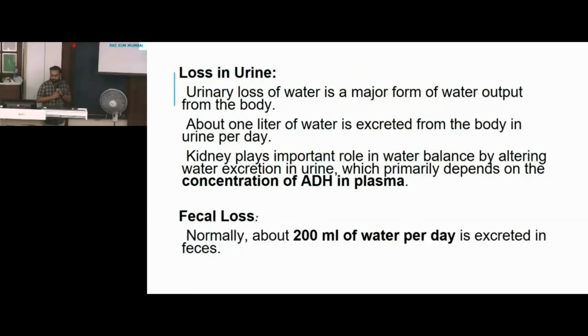Okay, urinary loss of water is a major form of water output from the body, and the majority of our water loss happens through urinary loss. About 1 liter of water is excreted from the body, that is average. Actually it ranges from 0.5 liter to 3 liter in 24 hours. Kidneys play an important role in water balance by altering water excretion in urine, which primarily depends on the hormone called ADH or anti-diuretic hormone. Okay, what is the function of anti-diuretic hormone or ADH?